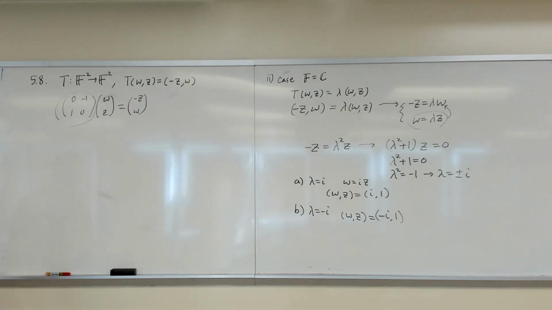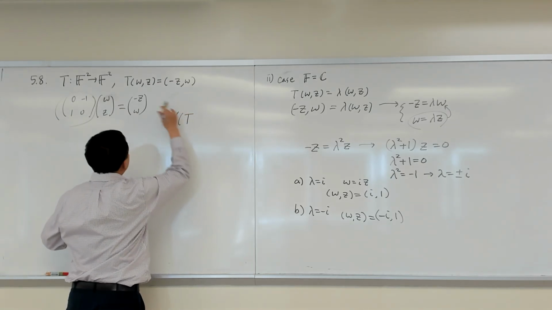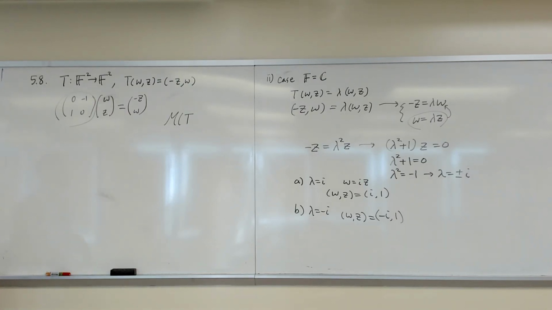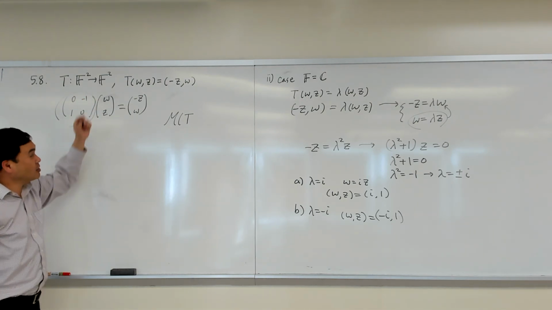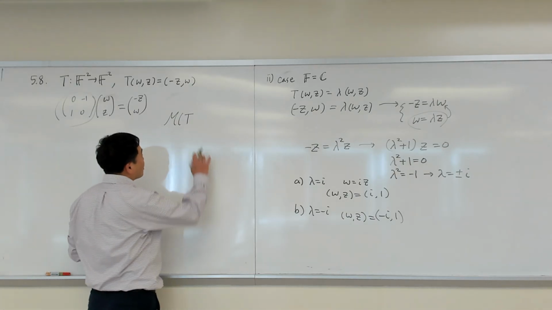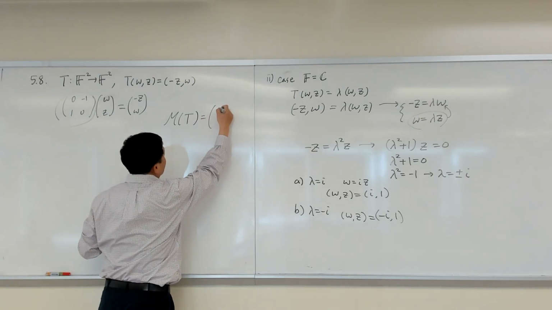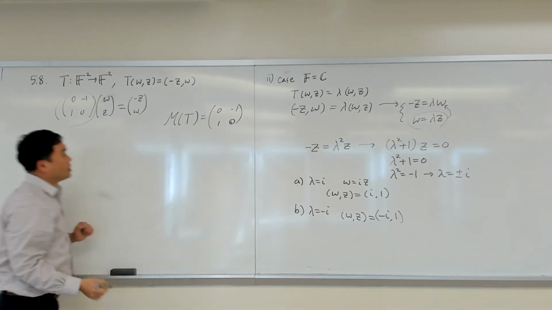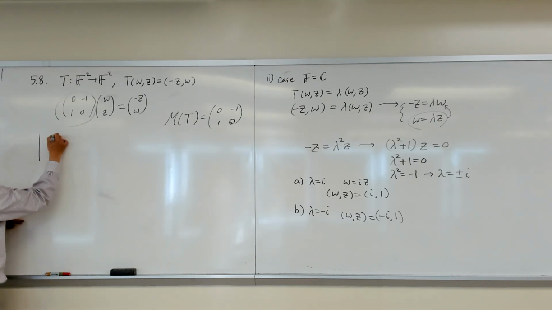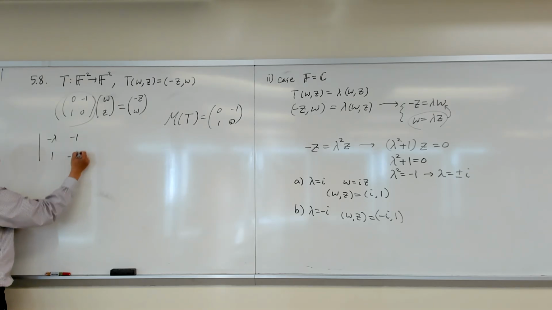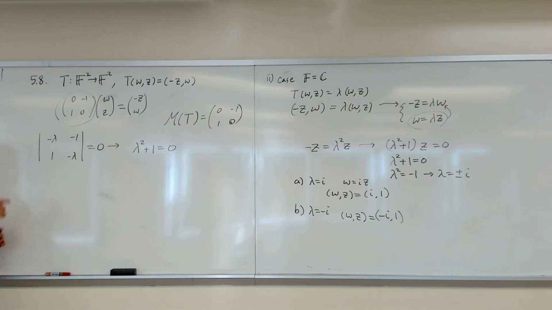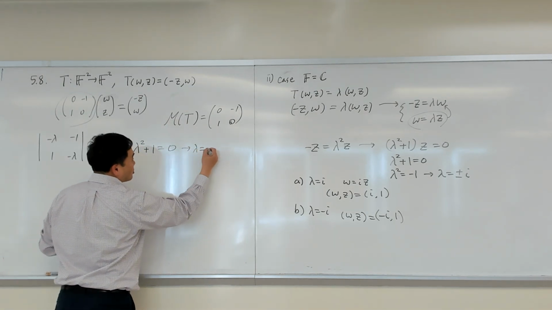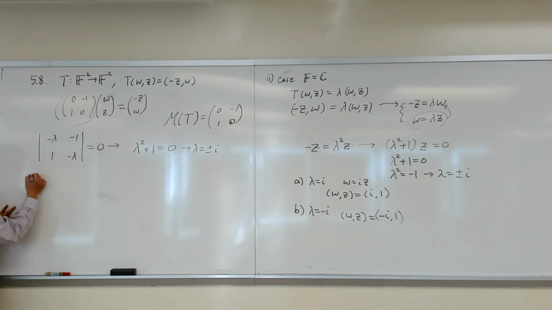So if I take the matrix of T under the standard basis, F2 has a standard basis, right? Not all vector spaces have a standard basis, but this one does have it. It's (1, 0) and (0, 1). So M under those standard bases is this matrix 0, negative 1, 1, 0. And if we subtract lambda off the diagonal and take the determinant equal to 0, that does give us lambda squared plus 1 equal to 0, because it's AD minus BC. So that you get lambda as plus or minus i.